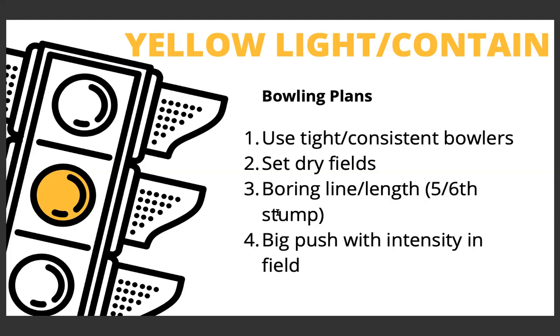And when we mean set dry fields, we just set boring fields, okay? So rather than having three slips and a gully like you did in the green light, in the yellow light you bring them out and you put cover and mid wicket and you ring the field up and you just try to bowl stump to stump, fifth stump, just outside off stump, and you're really just trying to bowl consistently, maiden after maiden, dot ball after dot ball, and waiting for the batter to make the mistake, okay?